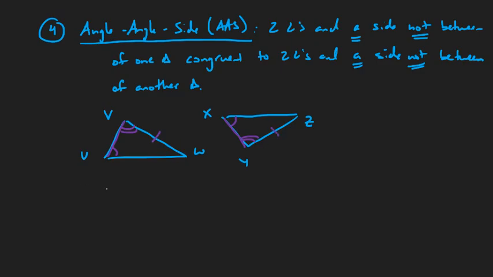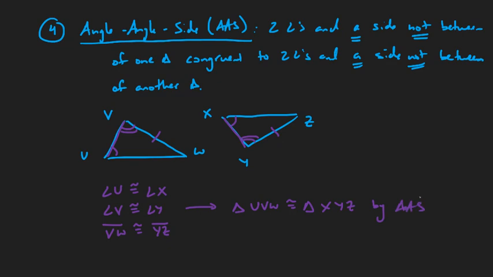So in this picture, I know that angle U is congruent to angle X. I know that angle V is congruent to angle Y. And I know that segment VW, a side not in between those angles, is congruent to segment YZ, a side not in between those angles. Therefore, I now know that triangle UVW is congruent to triangle XYZ, and this is by angle, angle, side.